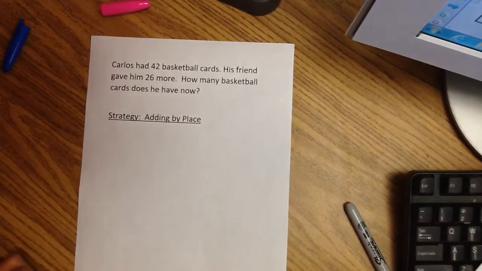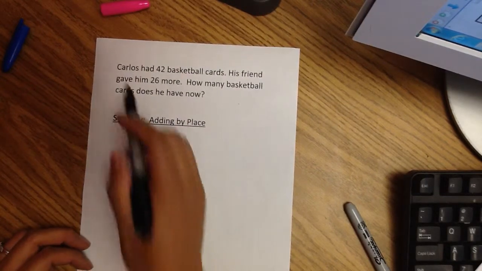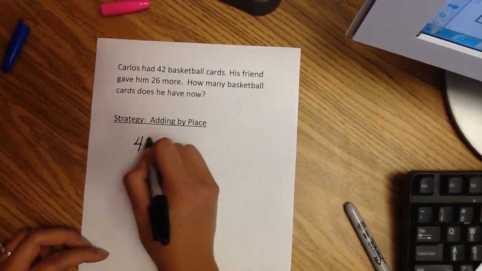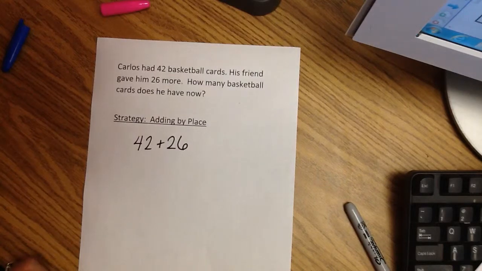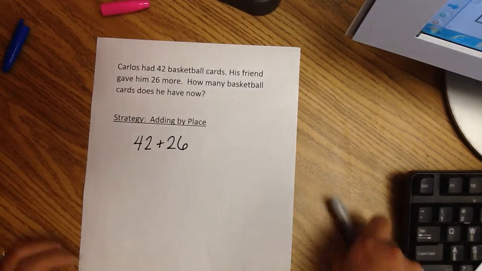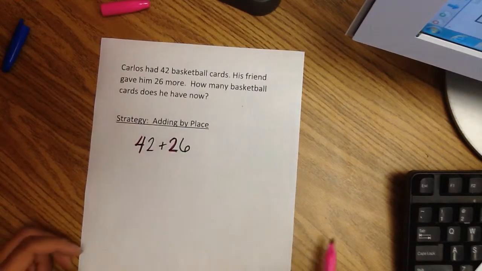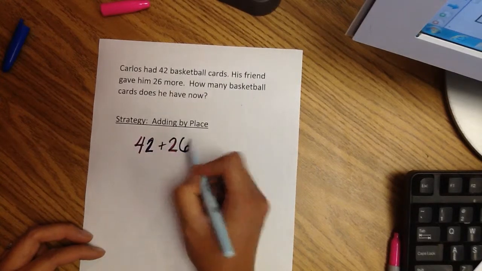The next strategy is adding by place. So to perform the strategy, we're going to create an equation, and based on this story problem, it tells us that we're going to add. So adding by place means you're going to add by certain places in the number. So in pink, I'm going to highlight the tens place, and in blue, I will highlight the ones place.